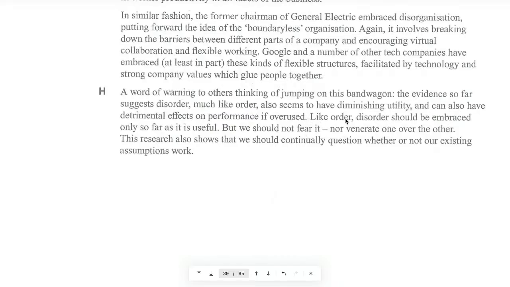So that's why they say, like order, disorder should be embraced only so far as it is useful. You only embrace that to a certain point. Don't overuse it. But we should not fear it, nor overrate one over the other. That means that we should consider them kind of the same. We should not think, oh, order is much better than disorder, or disorder is much better than order. No, we don't think so. This research also shows that we should continually question whether or not our existing assumptions work.